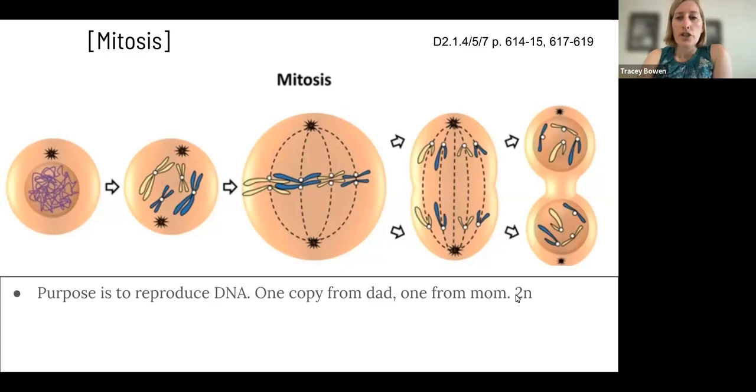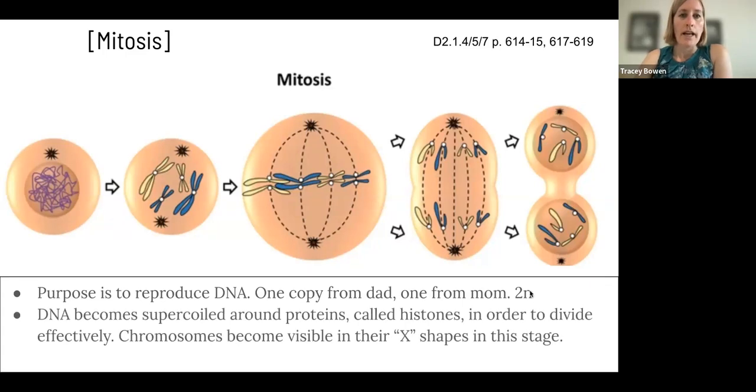And so we have 2 sets of DNA, one from mom, one from dad, both chromosome 1, but one's from mom and one's from dad. So this is a diploid cell, which is going to be abbreviated as 2N, and N is referring to the genetic material. In the process of mitosis, DNA is going to become supercoiled around proteins. Those proteins are called histones in order to divide effectively. Chromosomes become visible in their X shapes at this stage.